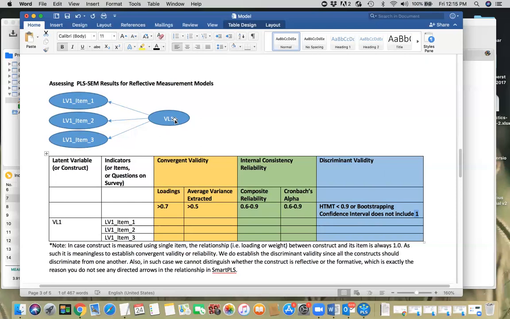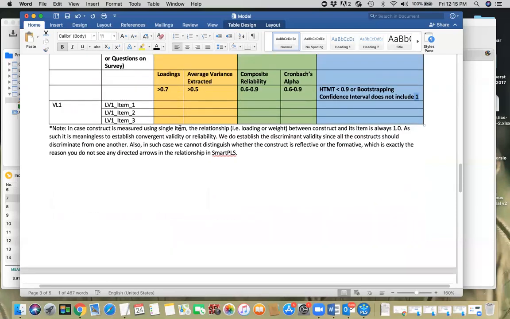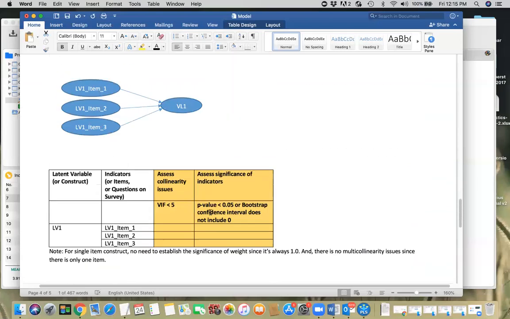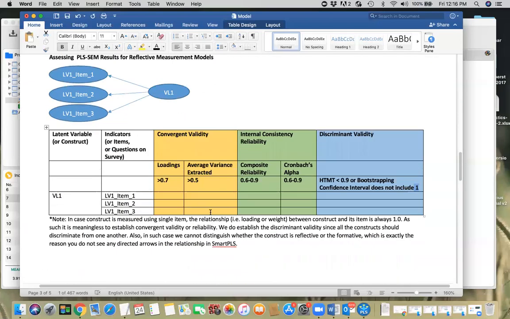Here, just one construct. So you're going to have this construct likewise here, right? So you want to make sure that all these constructs are discriminating well among themselves. They are not the same, they are different. That's all it means. Okay, so we can assess that one as well.